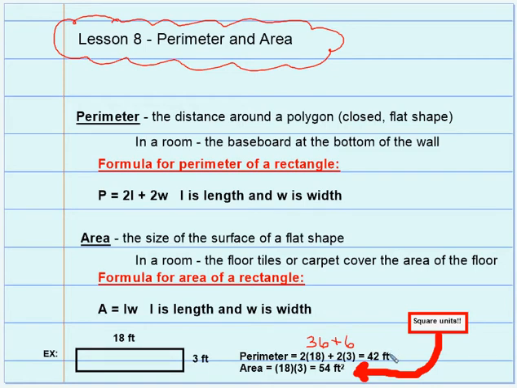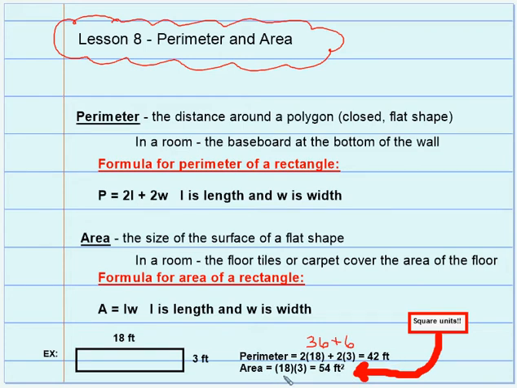Now, you need to make sure you have labels. If you do not put labels on your answers, they're wrong. Okay? Perimeter is just the units. Feet, inches, miles, meters, whatever is in the problem, it's just that unit.